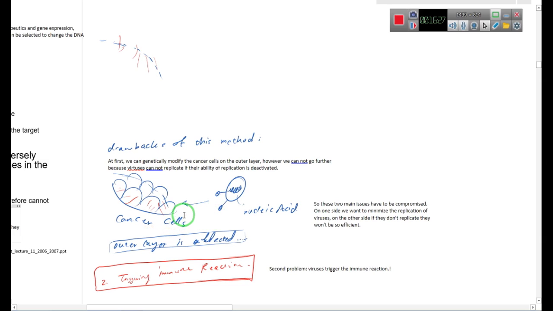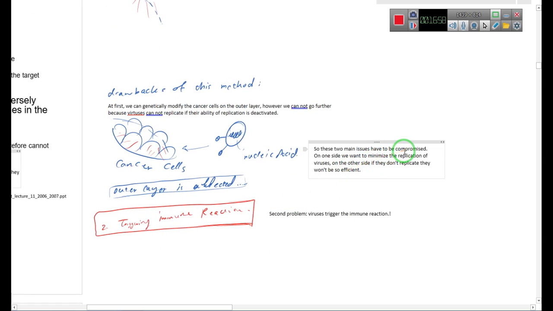Just imagine, on one hand, if the viruses can replicate, they are going to be more efficient, but the immune response of the body is going to be activated. On the other hand, if we decrease the replication of the viruses, only the outer shell is going to be attacked, so they are going to be less efficient. So as a matter of fact, there should be a compromise between these two issues.